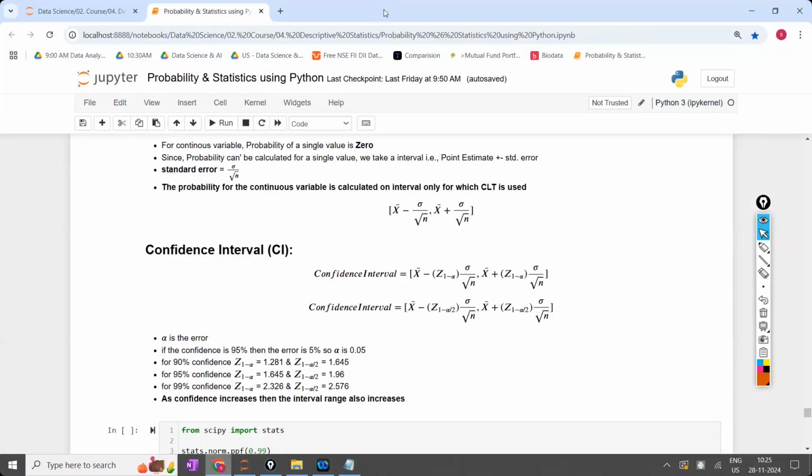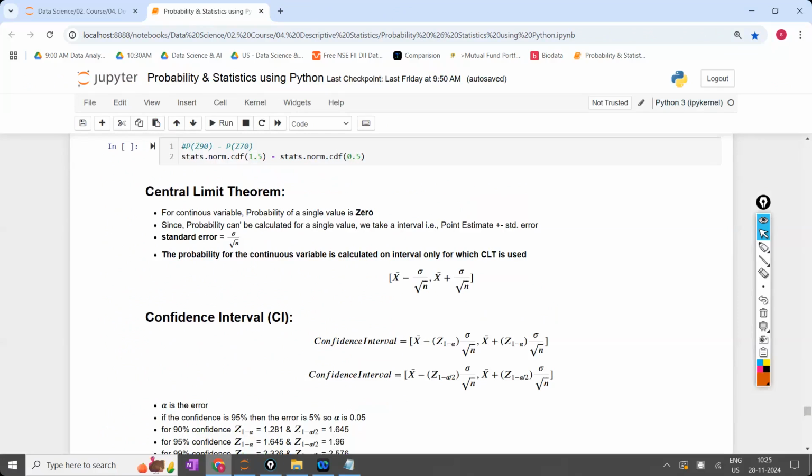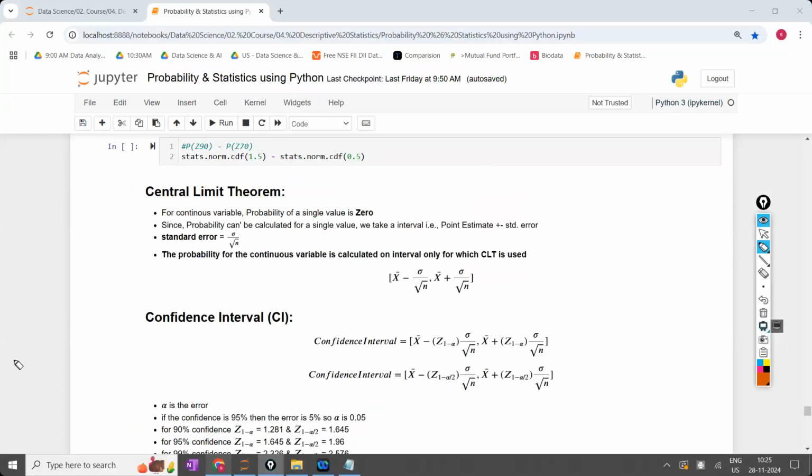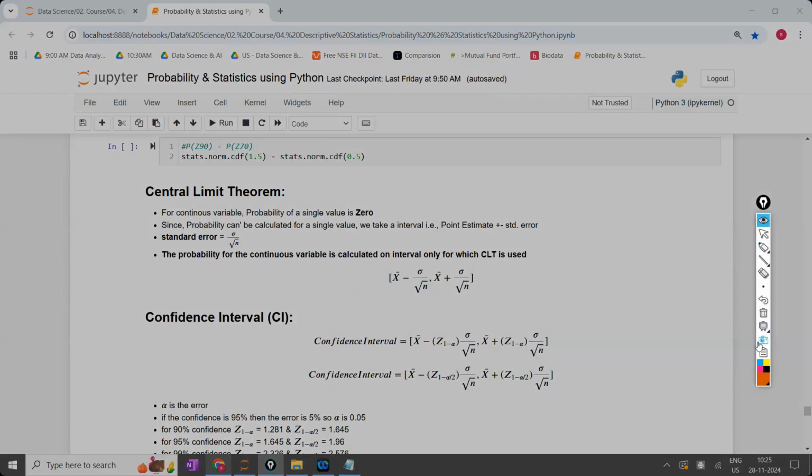Remember this, right? Now coming to the next topic, central limit theorem. Okay, let us continue with the next topic, central limit theorem. Now what is the central limit theorem? Why was it invented? What is the purpose of CLT? The central limit theorem is very simple.